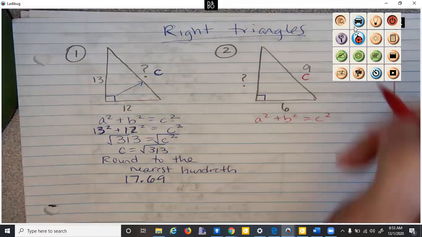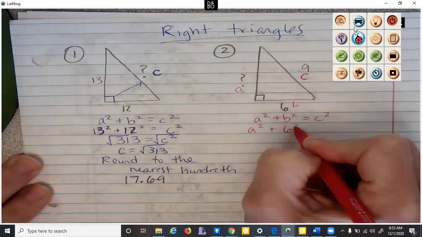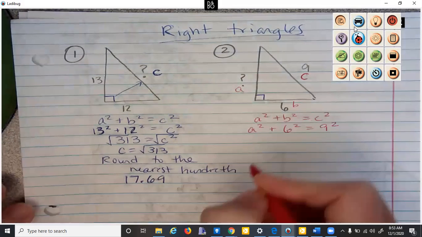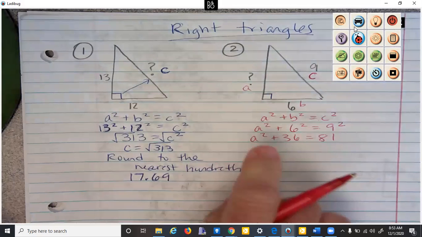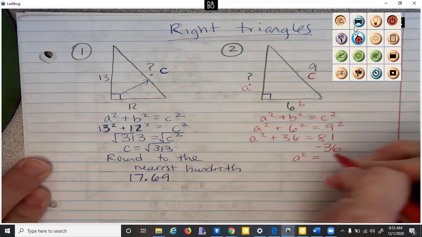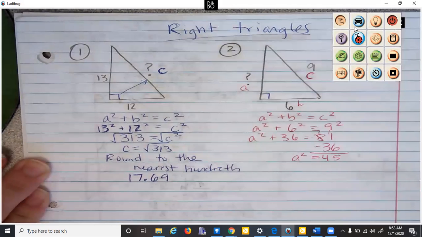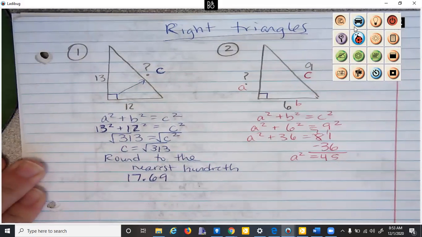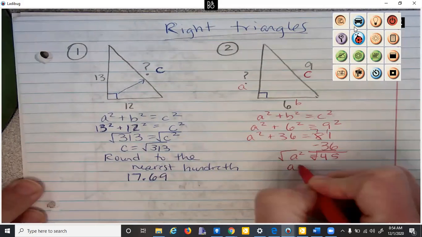So I'll call this one A and this one B. So I'll say A squared plus 6 squared equals 9 squared. So that gives me 36 and 81. And I'm trying to solve for A. So I'll subtract 36. What does that give me? 45. So A squared equals 45. Then what do you do? Square root. Yep, because I'm trying to get just exactly A.